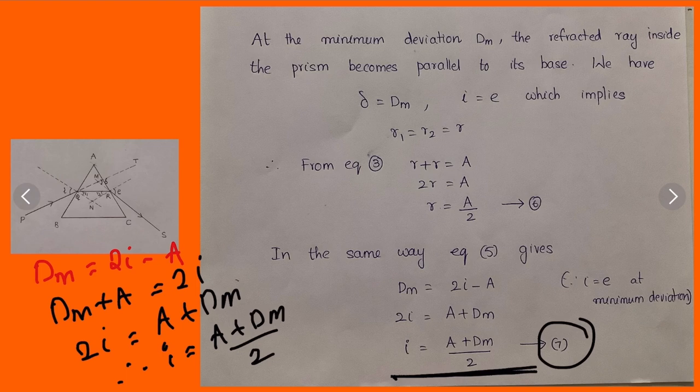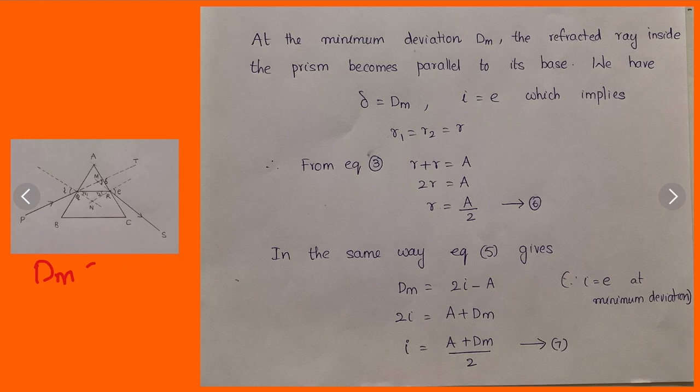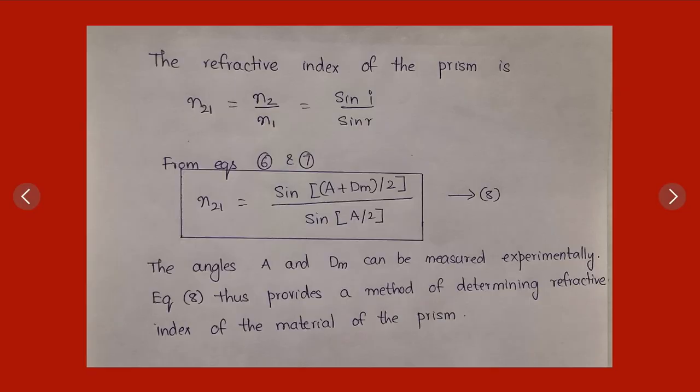Now, we got the value of R and we got the value of I. The next work is just to substitute these two values of R and I in Snell's law. We all know Snell's law. Snell's law says that the refractive index n21 is equal to sin I by sin R. The refractive index of the prism is n21, that is equal to n2 by n1, which is sin I by sin R. But what is sin I? We got it here.